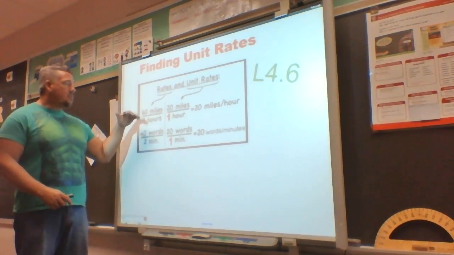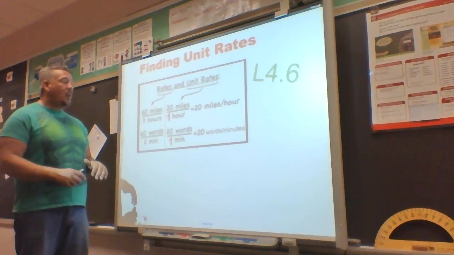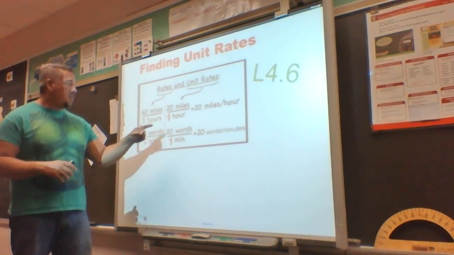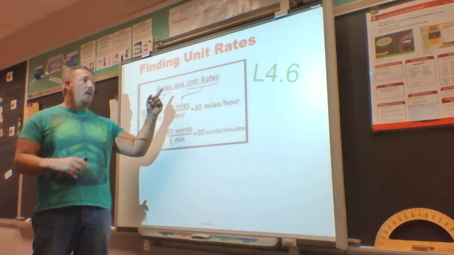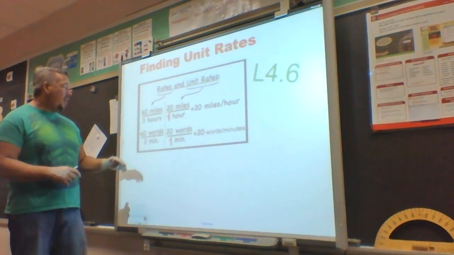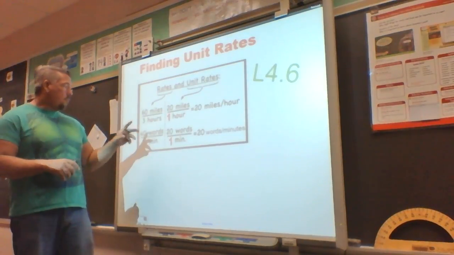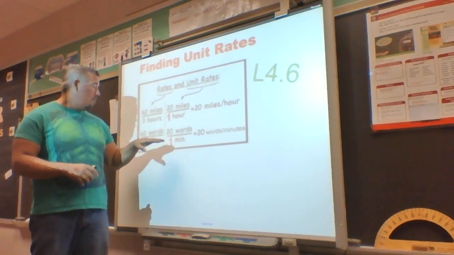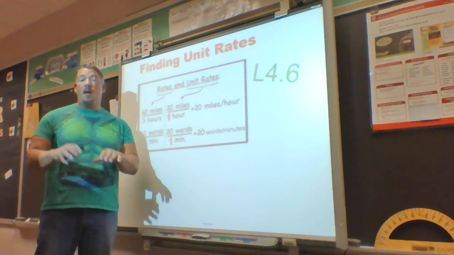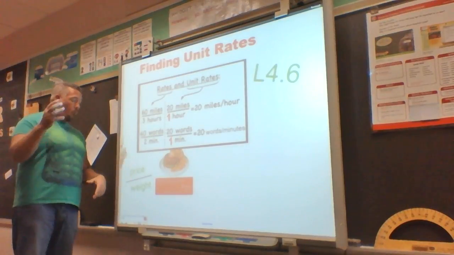So we could have rates such as 60 miles for 3 hours, but when I reduce that down to a denominator of 1, the 20 miles per hour is my unit rate. Or I could have 40 words per minute that I type, or per 2 minutes, but when I reduce it down to 1 minute, then I'd have 20 words per minute, and that would be my unit rate. So I have to remember when I get into unit rates that I'm talking about out of 1.